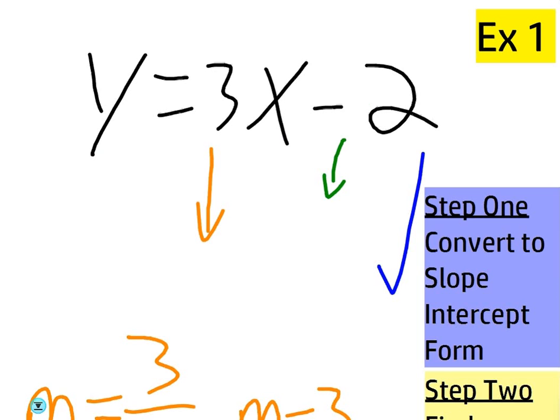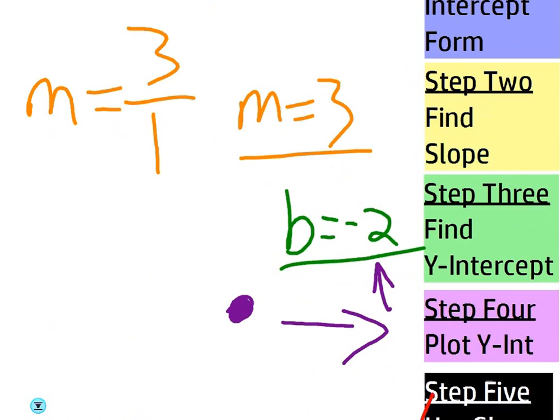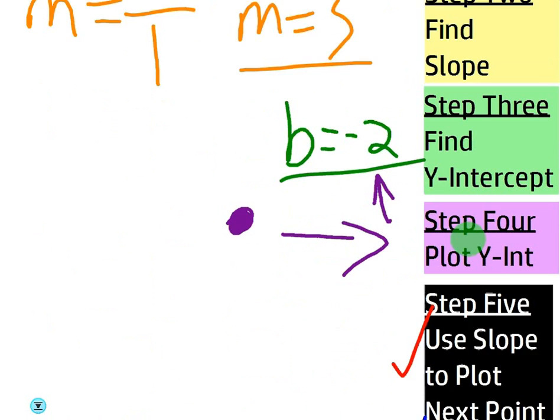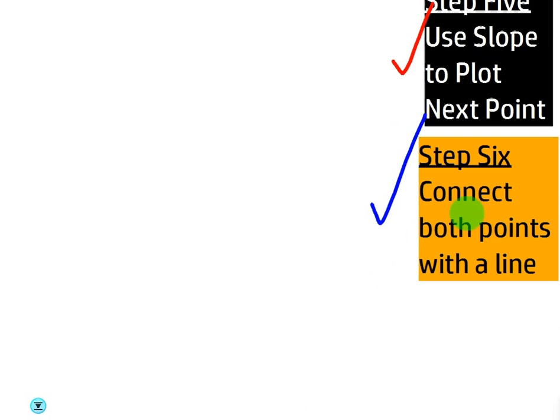Okay, so again, let me reiterate those steps. Convert to slope-intercept form. Then you're going to find the slope, whatever that number is in front of the x. Find the y-intercept, the number by itself, which in this case is -2. Plot the y-intercept. Start at the y-intercept and use the slope to plot the next point. And then connect both points with a line. It's simple. Very, very simple. But let's do one that's not already in slope-intercept form.